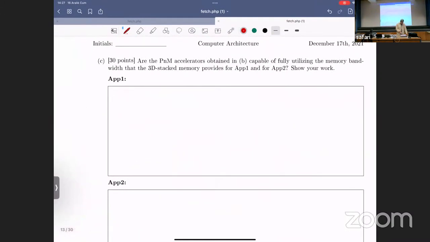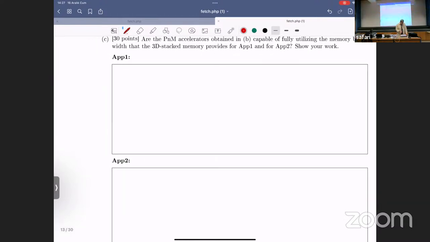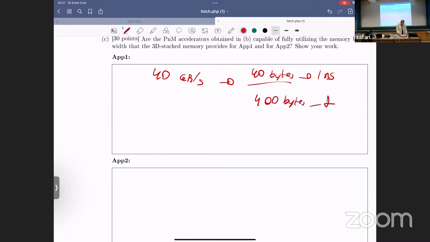Okay. And then it asks you, is the processing near memory accelerator obtained in B capable of fully utilizing the memory bandwidth of the 3D stack memory provided in application one and application two? The memory gives you 40 gigabytes per second of bandwidth. This means that you load 40 bytes in 1 nanosecond. Since the frequency of the processing near memory unit is 10 times lower, you need to load 400 bytes in one cycle of your processing near memory engine to fully utilize the bandwidth of your memory device.